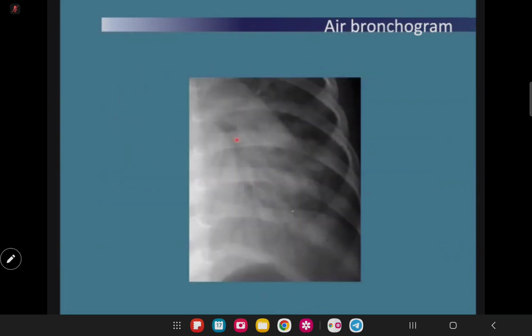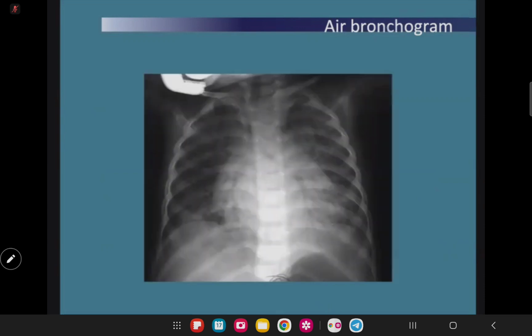So take a look at this one. Branching, okay? So this is hyperlucent. You can see the branching part. So that would be your air bronchogram. Okay? So another structure, much more visualized in this part, and then this part also. Actually, you can see your airways already.